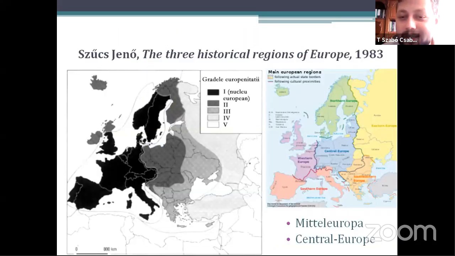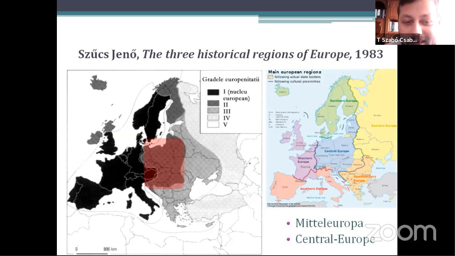Why are we still using this notion in modern times? Why did Transylvania become a brand nowadays? One of the reasons is its history and its historical heritage. Szűcs in the 1980s, in his famous book on the three historical regions of Europe, argued that the Western civilization in Europe, which means, of course, France, the UK, Italy, Germany, has a very strong influence also in the so-called Middle Europe or Central European area.